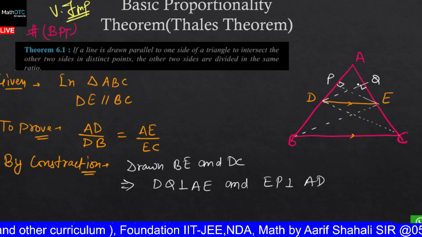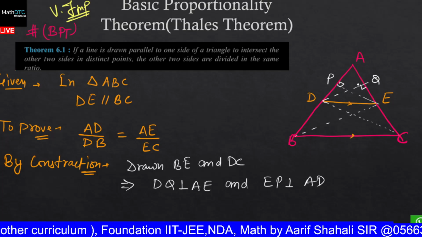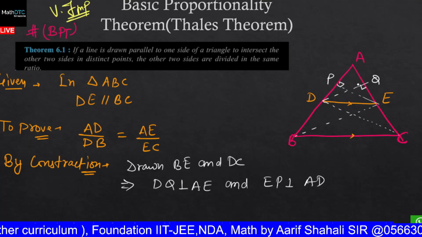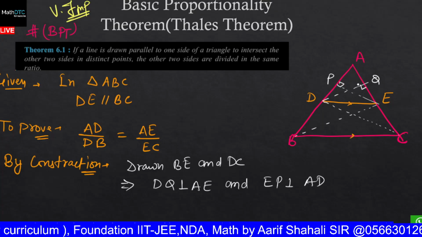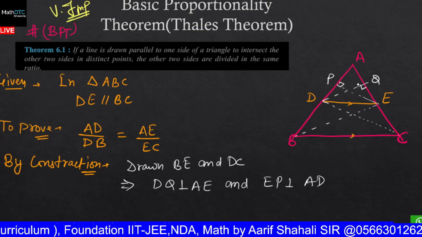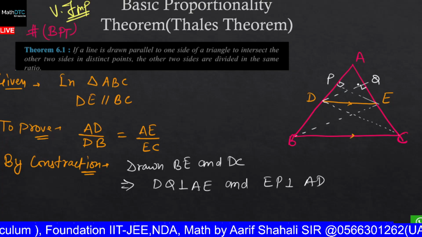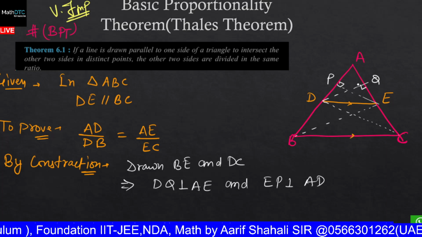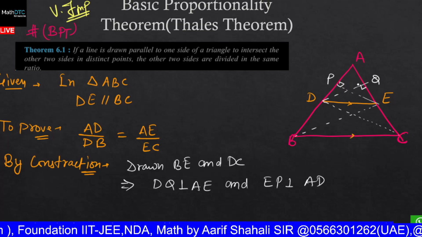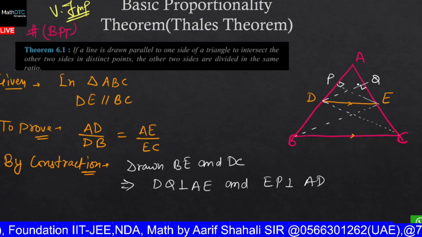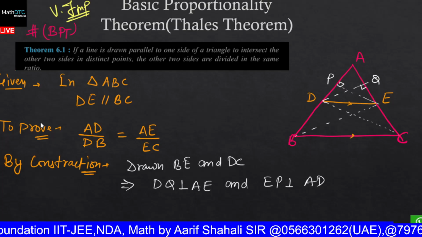Now tell me about the area of ADE. Can you find the area of ADE? Check the formula. First of all, you have to observe the triangle ADE in the diagram. Confirm? Yes. Now tell me the area of ADE. Well, the formula is half into base into height.